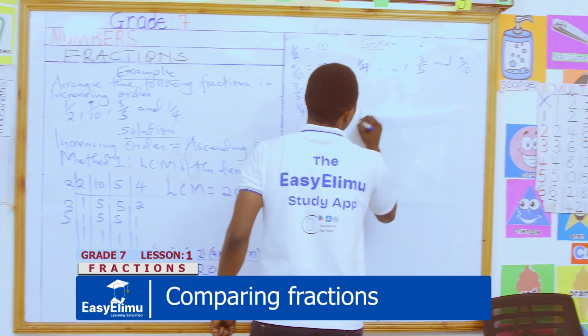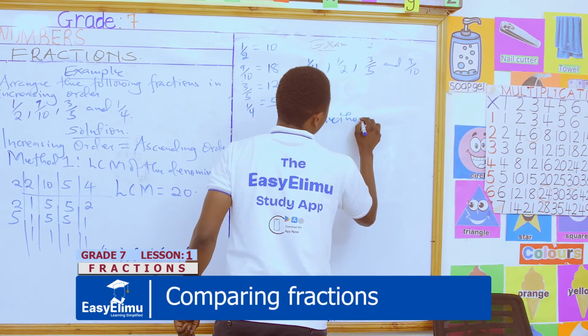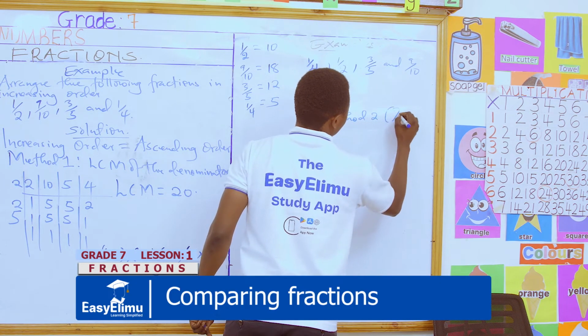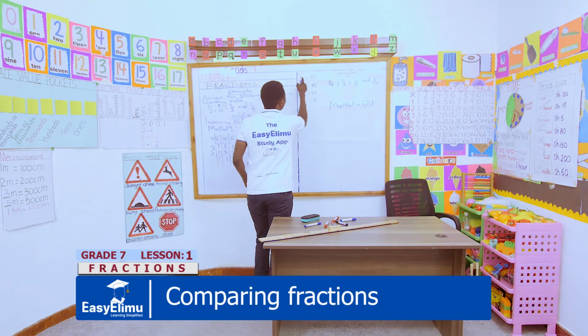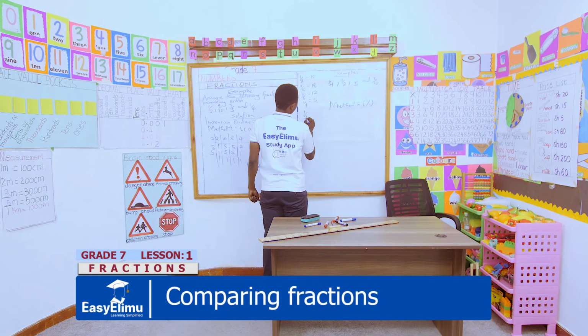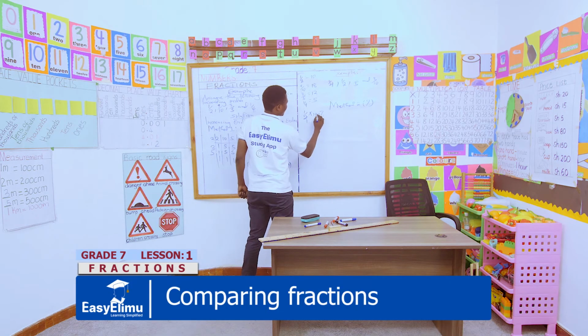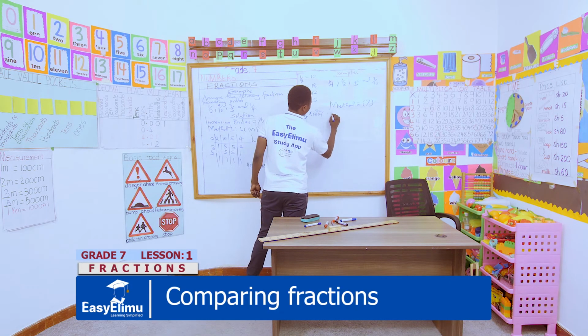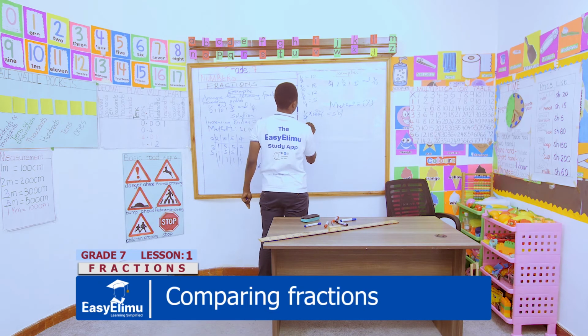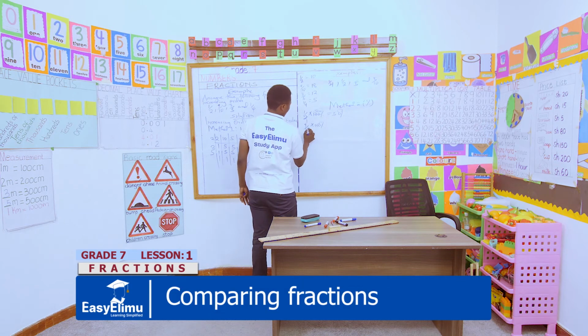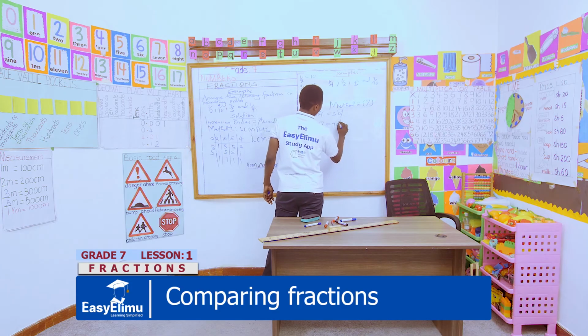Let us solve the same question using method 2, which is the percentage method. We take the first fraction, a half times 100%: 2 into 100 is 50, so that is 50%. The second is 9 over 10 times 100%: 10 into 100 is 10, times 9, that is 90%.